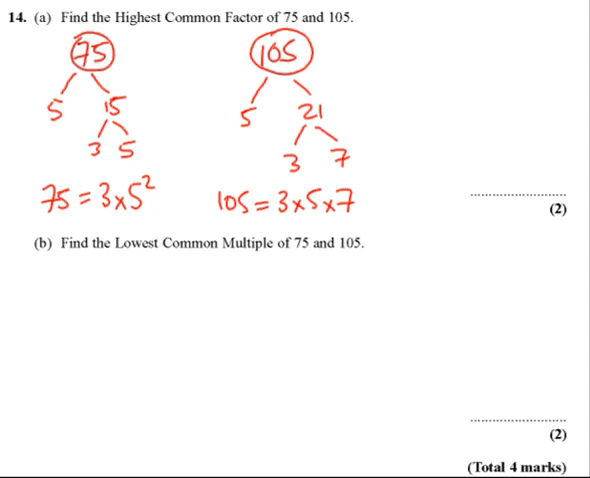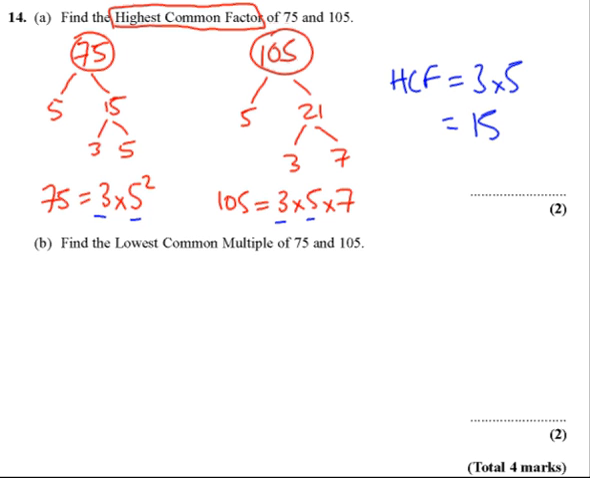For the highest common factor, you're looking for the largest number which will go into 75 and 105. That's what highest means, that's what factor means. So the highest common factor is going to be the biggest number, and it's going to be made up of all the common prime factors. They both have a 3 in, and they both have a 5 in. Okay, 75's got 2 of them, but they both have 1 5 in common. So the highest common factor is just going to be 3 times 5, or 15.